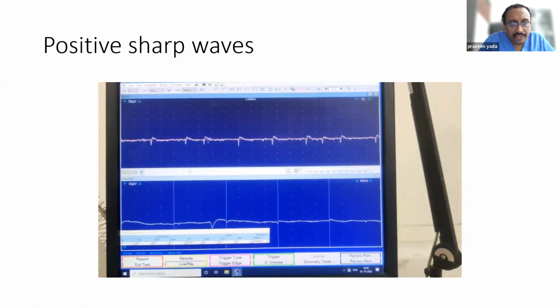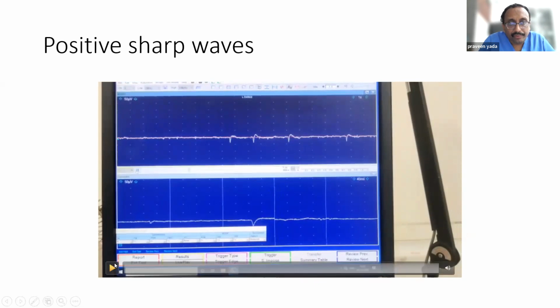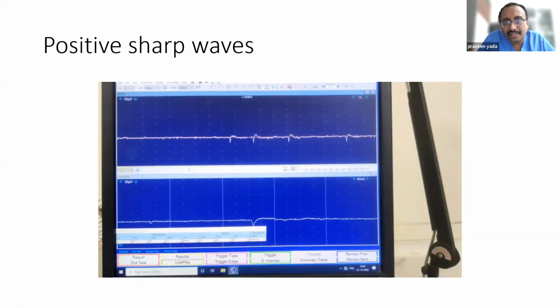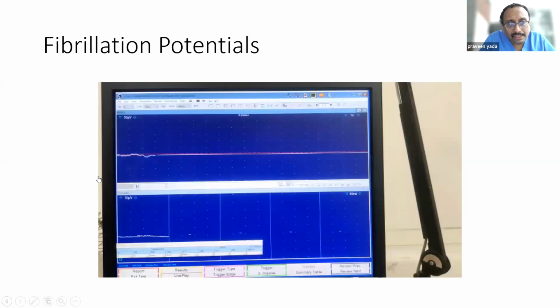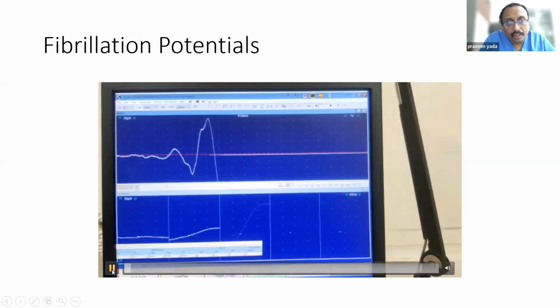And this is the video of a positive sharp wave, right? In a positive sharp wave, we have an initial downward deflection. No other deflection is like that. And the feature about it is that it is also regular. And contrast it with a fibrillation.